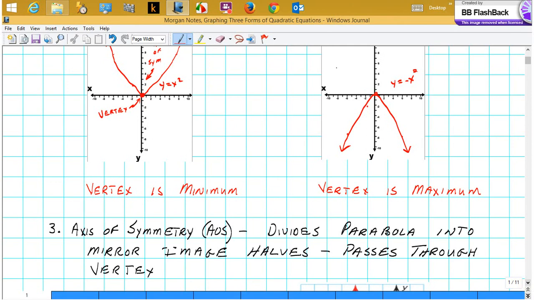Okay, notice that on these two, in the first one, it's a parabola that opens up, the vertex at the bottom, and the vertex then would be the minimum. It would be the lowest point on that parabola. On the other one, the vertex is at the top. It's a maximum. That would be the case when the a value that's in front of the x squared is negative.